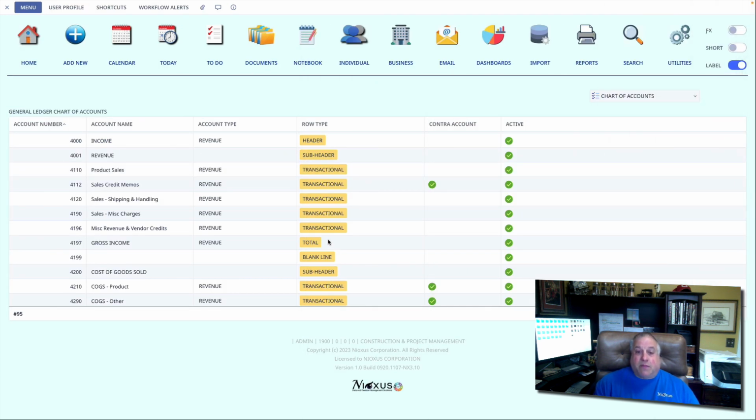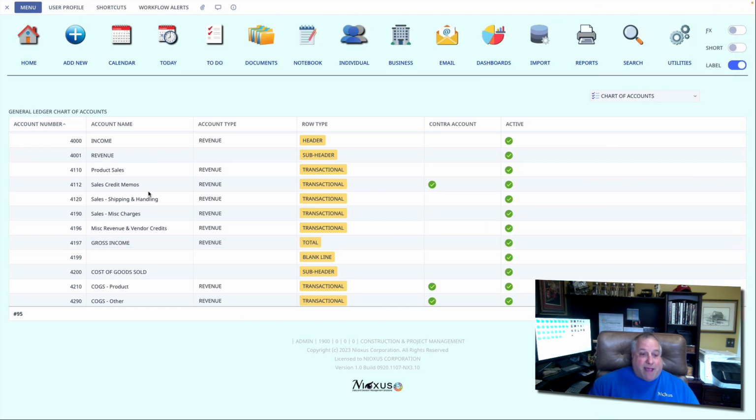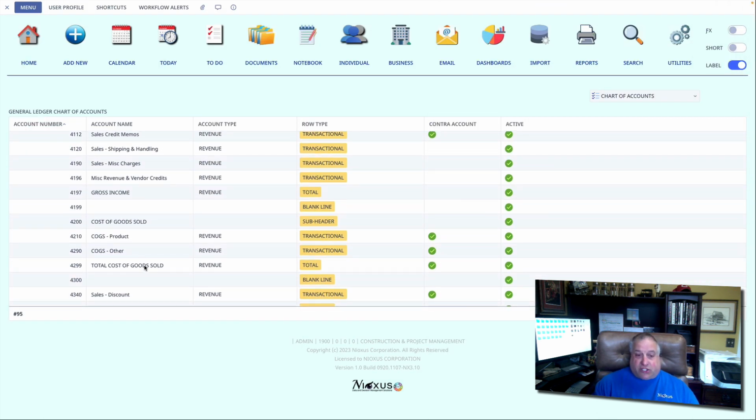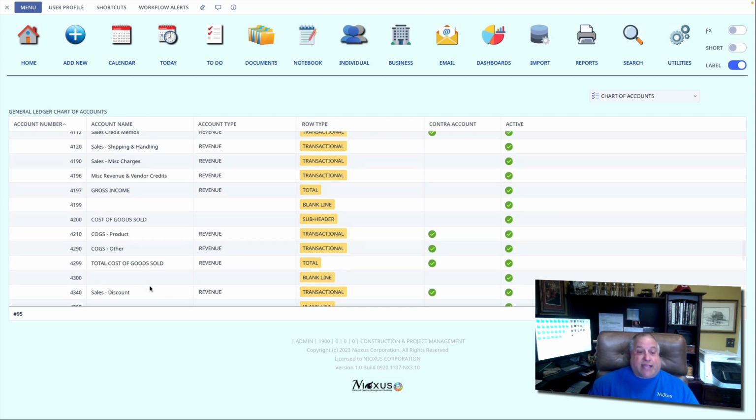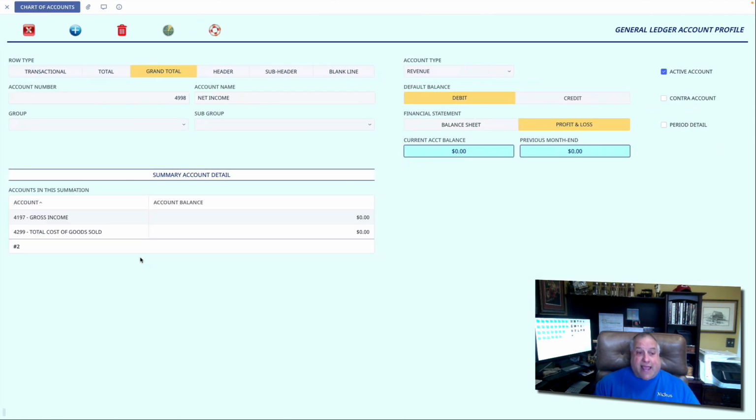Here's gross income, that's a totaling account. And here we see that gross income, the totaling account, is the total of sales, credit memos, miscellaneous. All of the transactional revenue accounts in the 4100 series of accounts. And this should have a default balance of credit on the P&L. This total account, when matched up with total cost of goods sold and netting out the contra account sales discounts, takes us to our grand total account, net income.